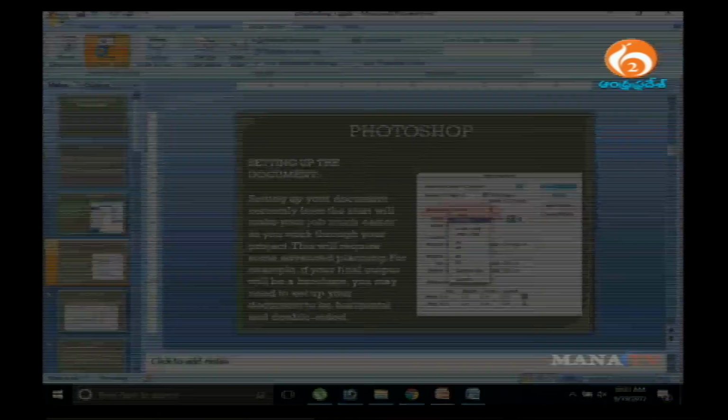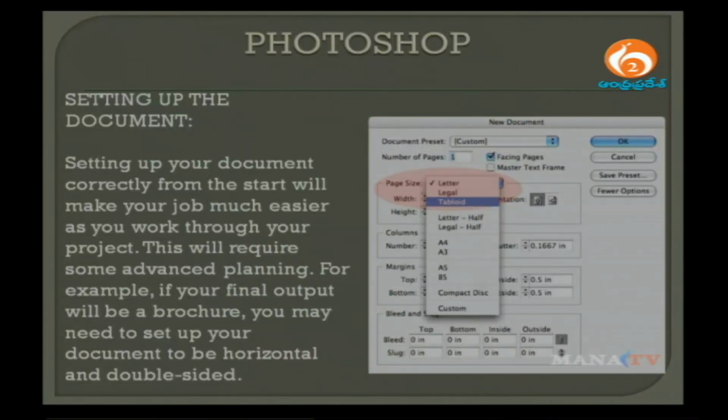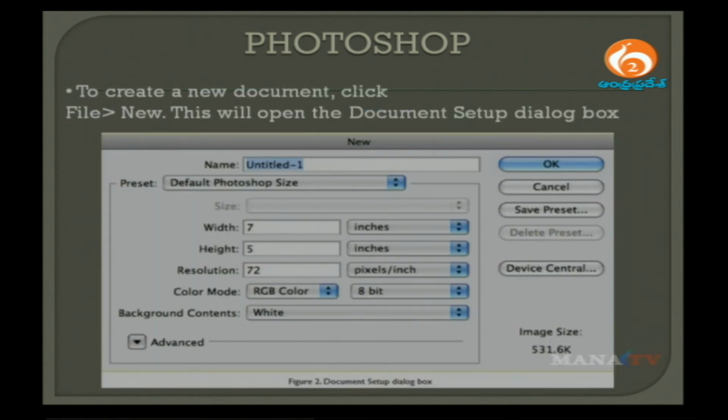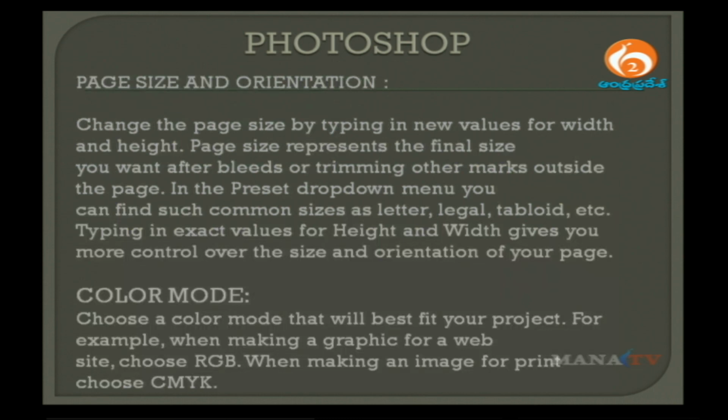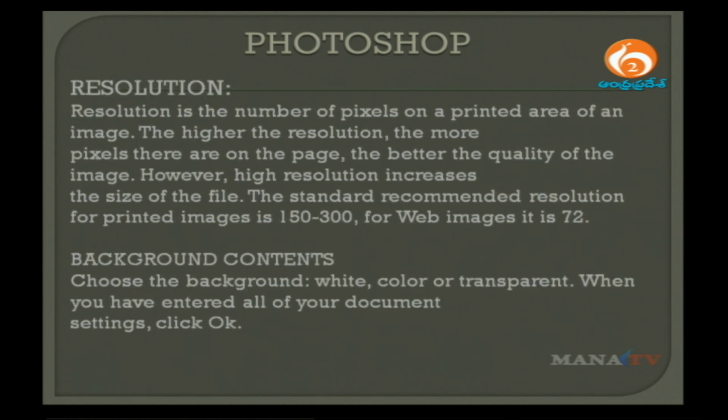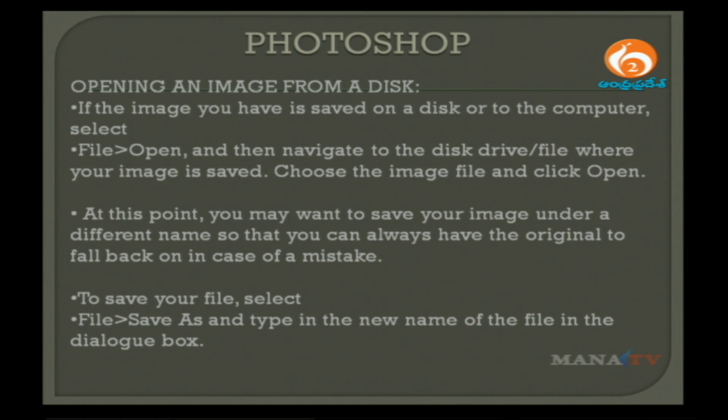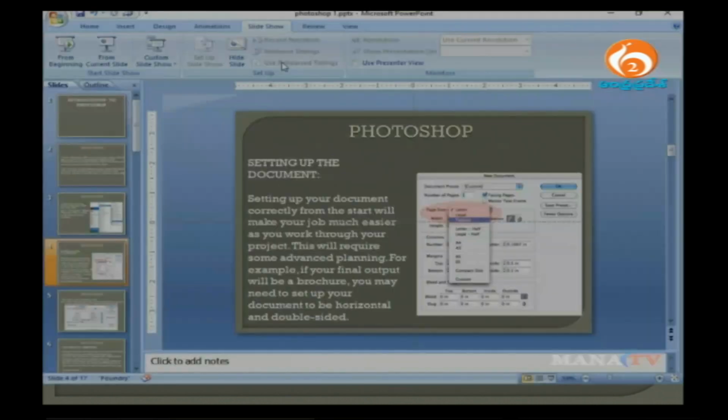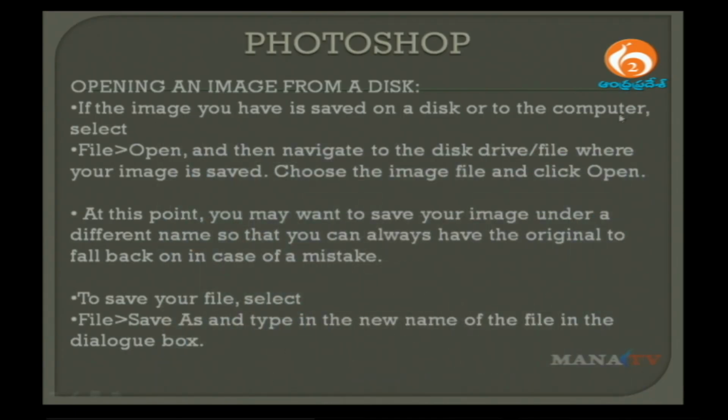Where are we? So I have told you how to open a new document, as I have already shown you about the Photoshop size. And now I have already told you about page size and orientation, changing the page size by typing in new values, and you also have the color mode, and then resolution, and then background contents. Now, I'll take you to the Photoshop interface once again.